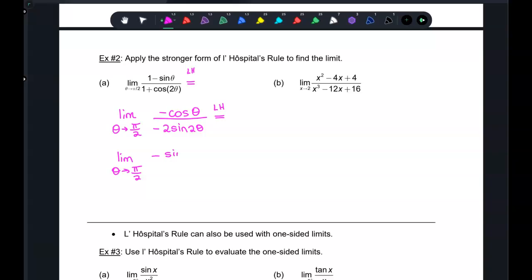Here we get positive sine, and in the denominator, negative 4 cosine 2 theta. And now what do we get? If we plug in pi over 2, well, that'll just be cosine of pi, so that'll be negative 1, so 1 over 4.